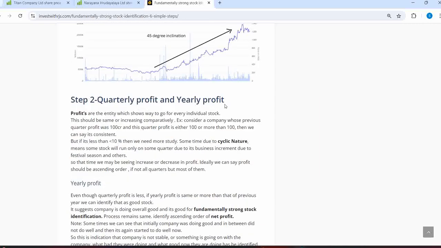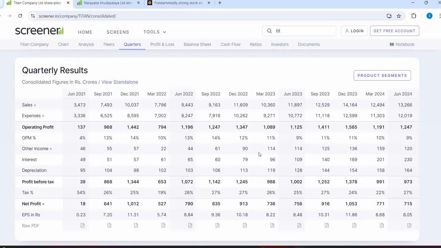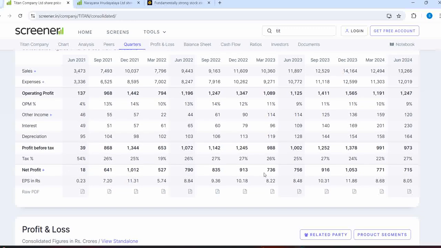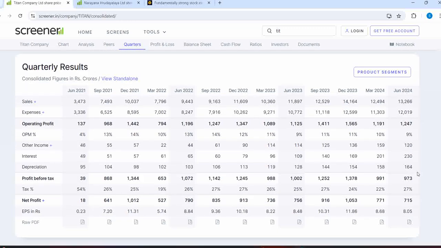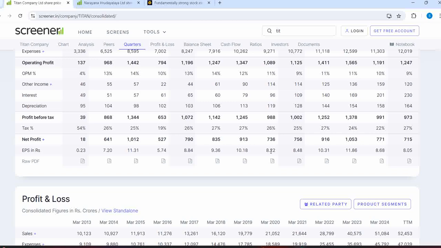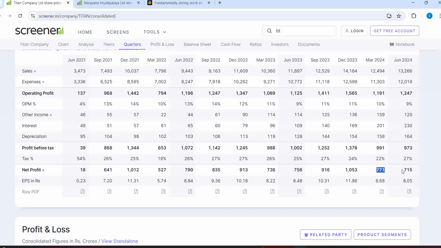Then quarterly profit and yearly profit. Just come down, and you will see the quarterly result. Just see the net profit. It should always be increasing. There is a catch here, which I'll let you know. If you see here, it is mostly increasing: 527, 798, 35, 913. Again it started to dip here, then it increased again, March, June.